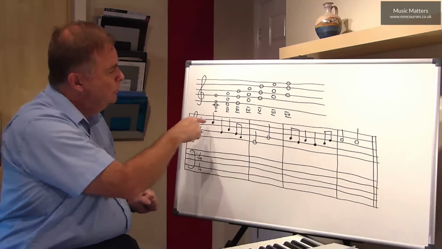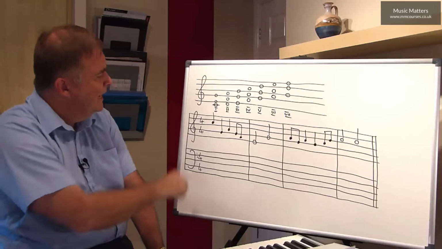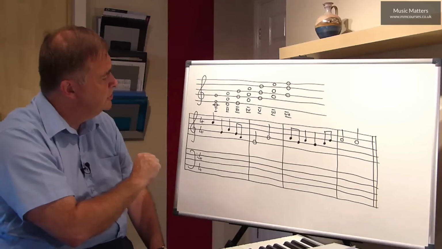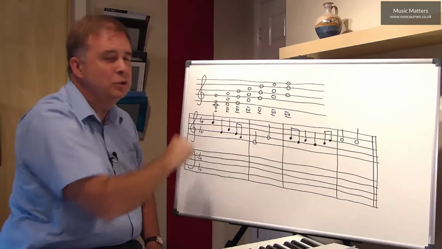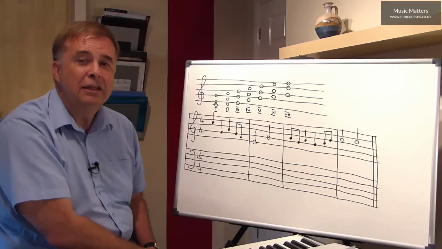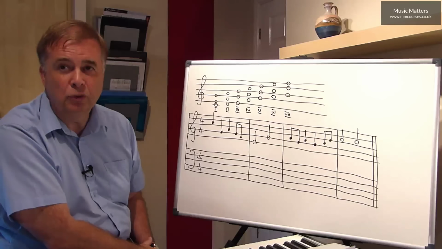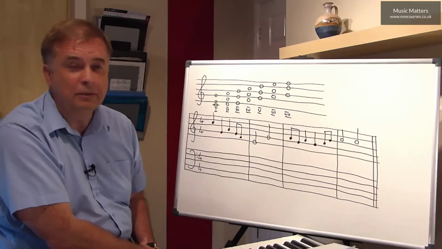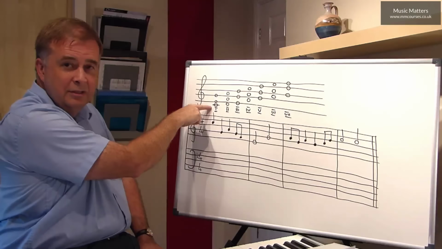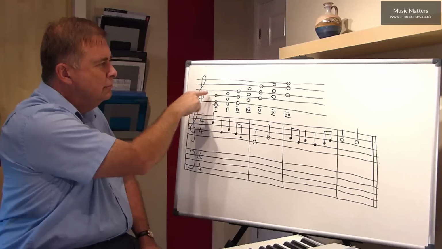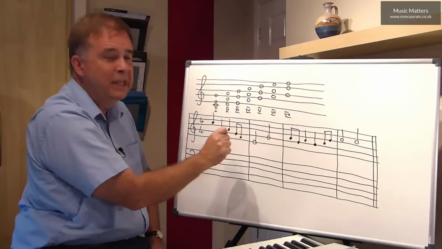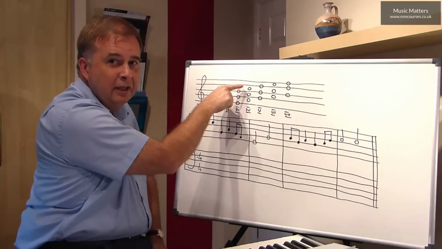Let's begin straight away with the first note of the melody. Now, the first note of this melody is C. So what we've got to do is to find a chord that contains C. And you'll find that there'll always be three chords with any given note in them. How does that work? Well, C is the root of chord one. C is the third of chord six. And C is the fifth of chord four.